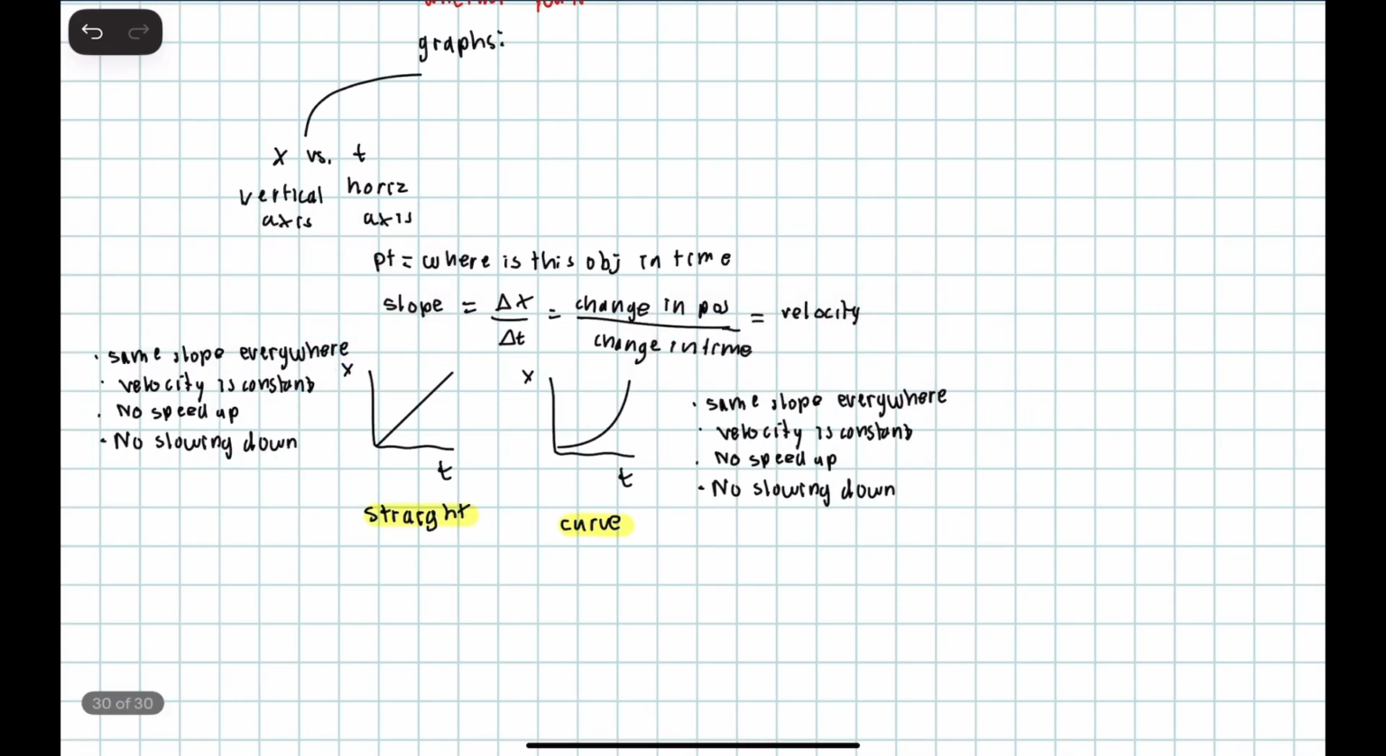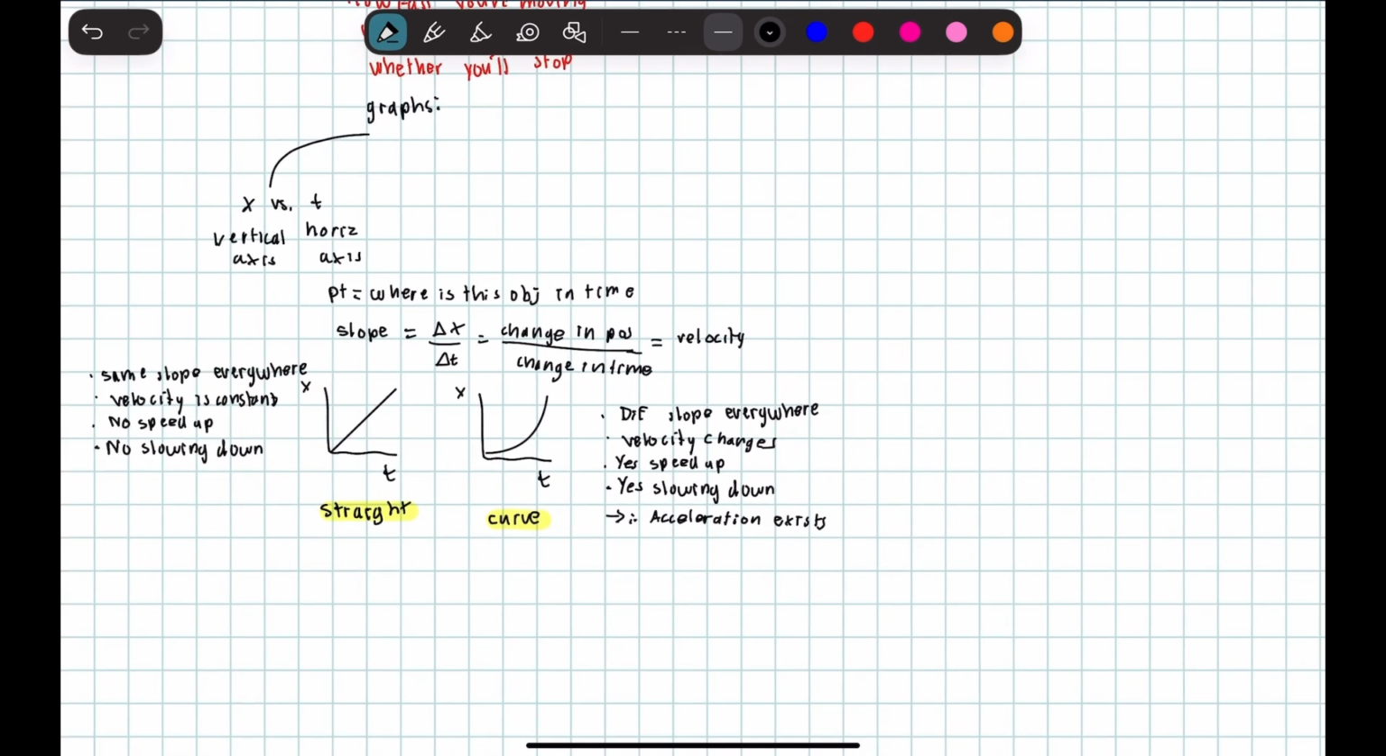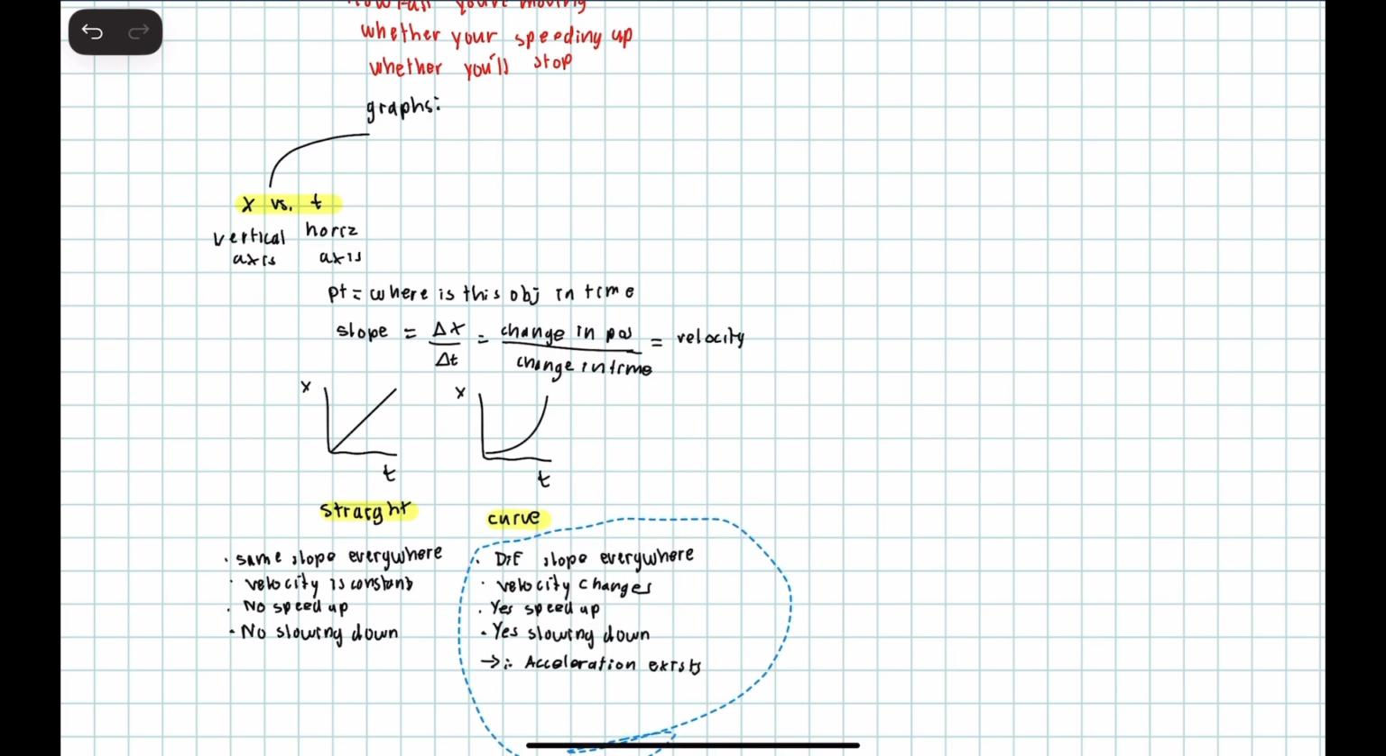For your curve, you have a different slope everywhere. It's changing. Your velocity, therefore, also changes. And that means yes, speeding up, yes, slowing down. That means acceleration exists. Now that we have covered position versus time graphs, we can move on to velocity versus time graphs.